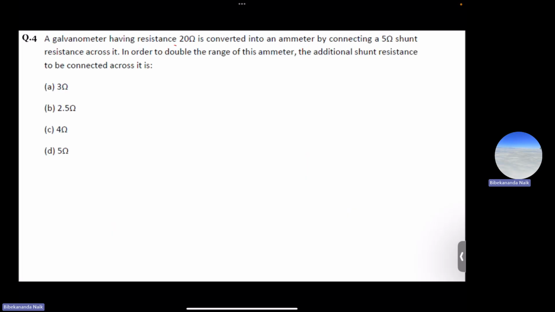This question is related to the concept of the moving coil galvanometer and how it can be converted into a voltmeter and ammeter. Here the galvanometer has a resistance of 20 ohm and it is converted into an ammeter by connecting a 5 ohm shunt resistance. If you want to make the ammeter range twice the initial range, what additional shunt resistance needs to be connected across it? These are the 4 options. I'll give you a few minutes to solve this question and then we will discuss.